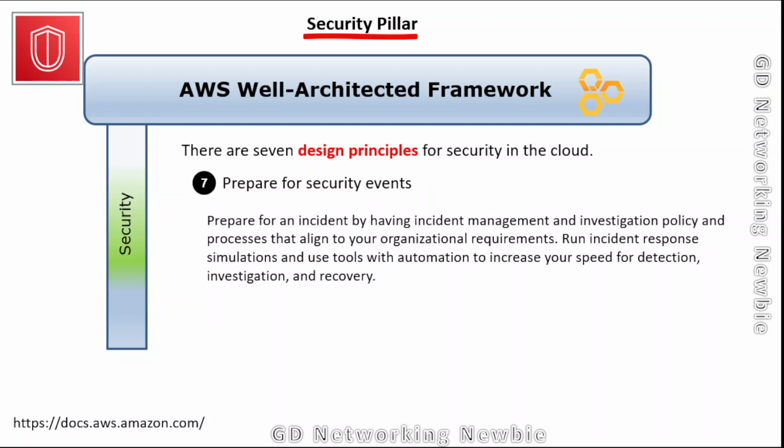And the seventh design principle is to prepare for security events. Prepare for an incident by having incident management and investigation policy and processes. For example, any incident can happen at any time, so we need to have an incident management and investigation policy in the organization as per requirement. And then we should also run incident response simulations and use tools with automation to increase your speed for detection, investigation, and recovery. So this is all about incident management: how we respond, how we detect it, and how we recover.